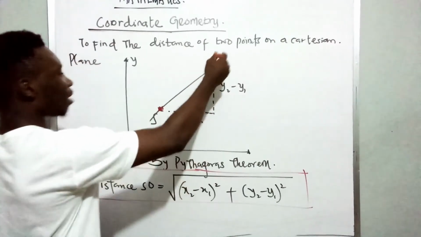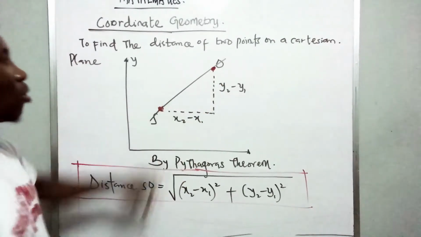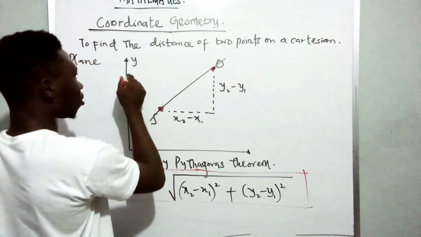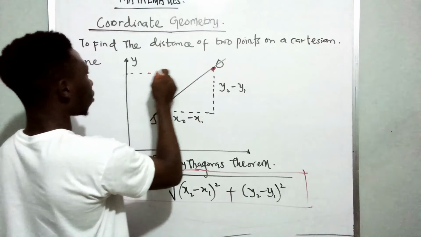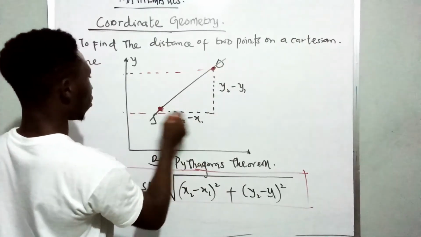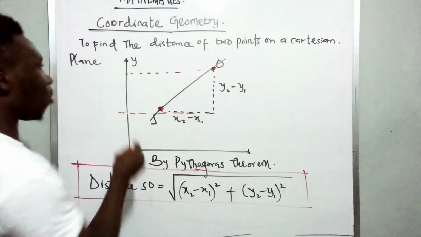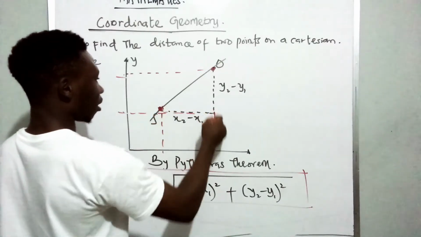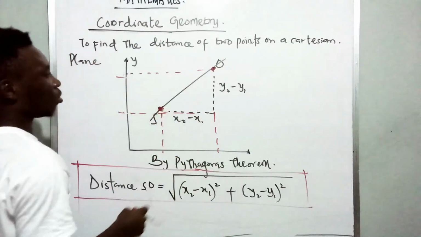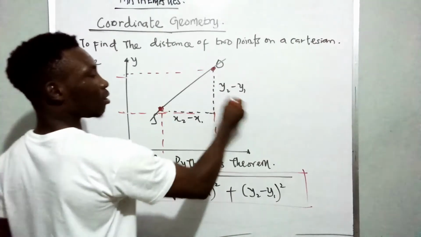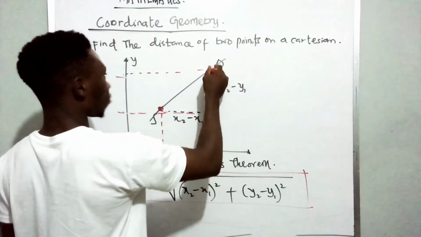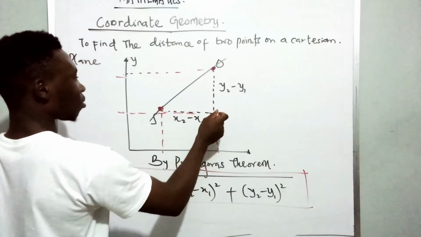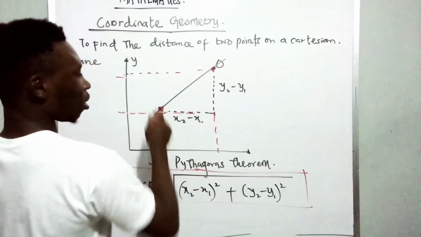If I were to look for the distance between this point and this point, this is your distance to your y, and this here to your x. So what you simply do is look for the difference. That is your y2 minus your y1, and your x2 minus your x1.